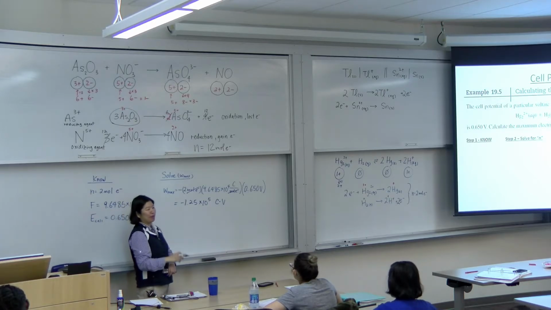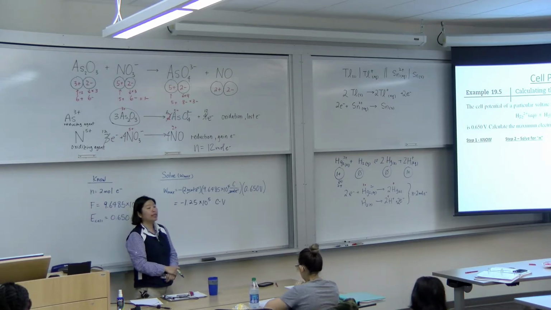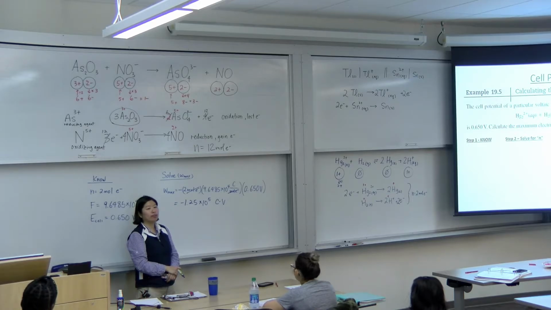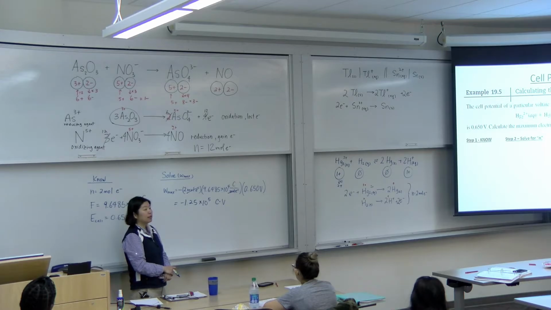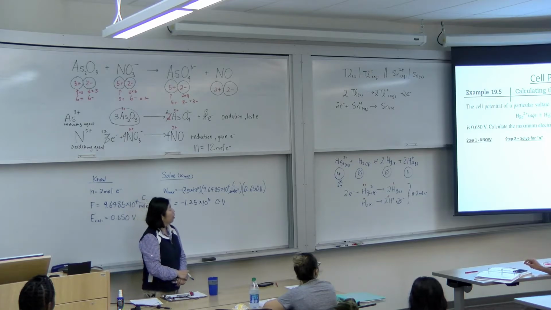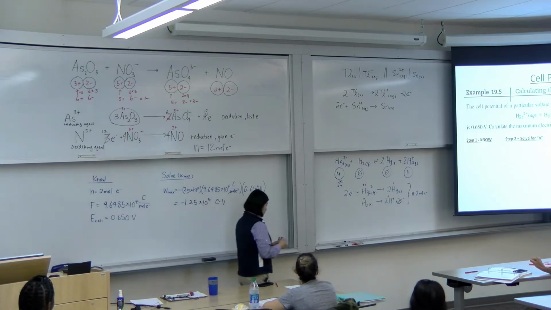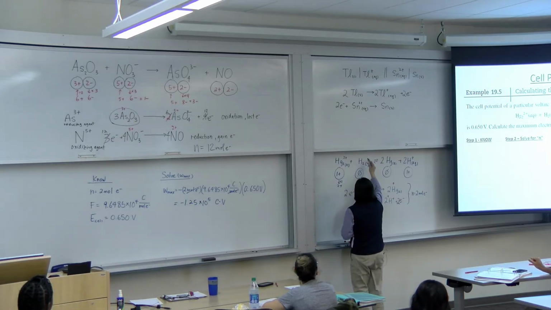Okay, one moment. So this is for how many moles of hydrogen? 2 moles of hydrogen gas? Let's look at the original equation. How many moles of hydrogen gas? 1. In the original equation, there is 1 mole of hydrogen gas.